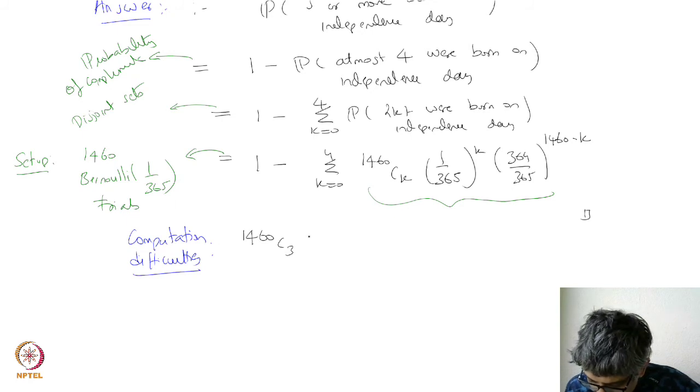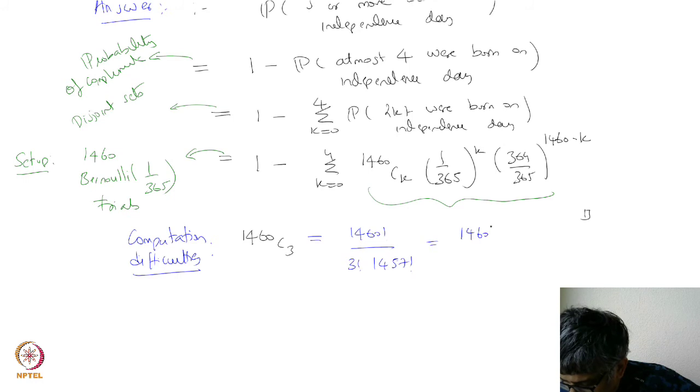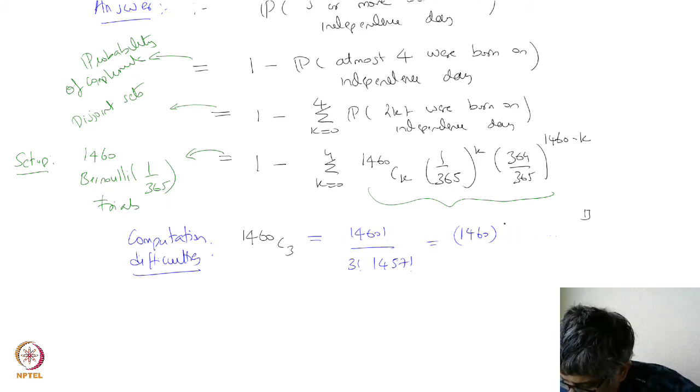You do this same as 1460 factorial by 3 factorial, and then the other one is 1460 minus 3, which is 1457 factorial. So with a little bit of juggling you can get the answer. You can just do 1460 into 1459 into 1458, and then divide by 3 into 2 into 1. That's the answer. That's how you can compute these. And then for 4, you can do it.